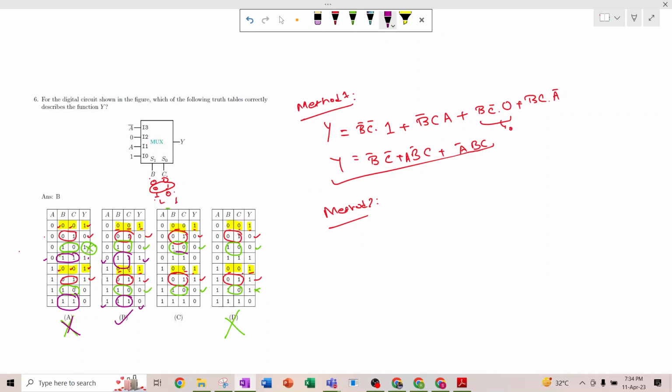But here it is 1 1, whatever is the input, that is coming as the output, that should be complemented, right? So this will be wrong. So the correct option will be option B. So by doing this easy analysis, we can easily see which of the options are correct.